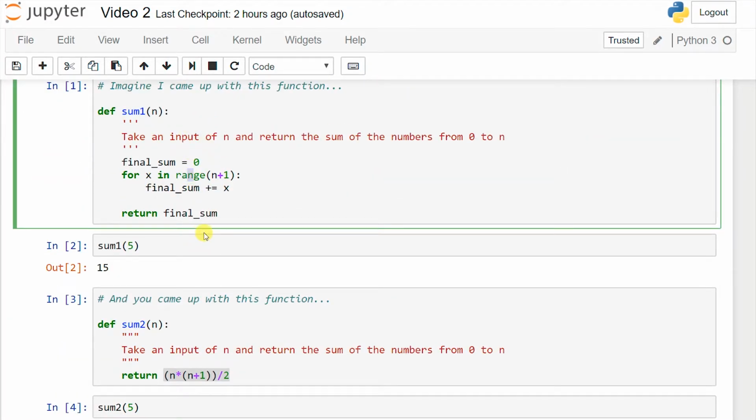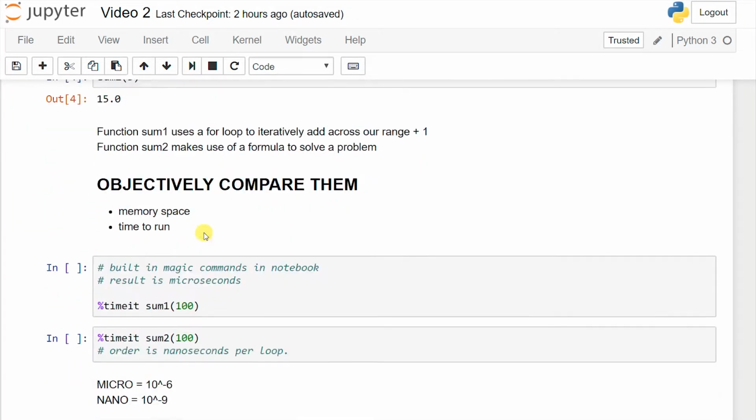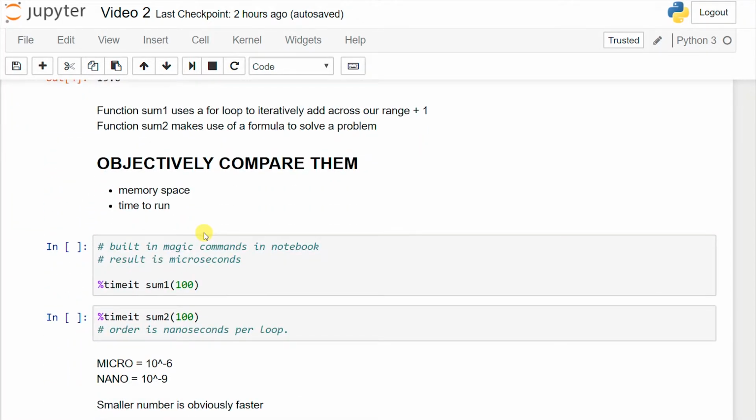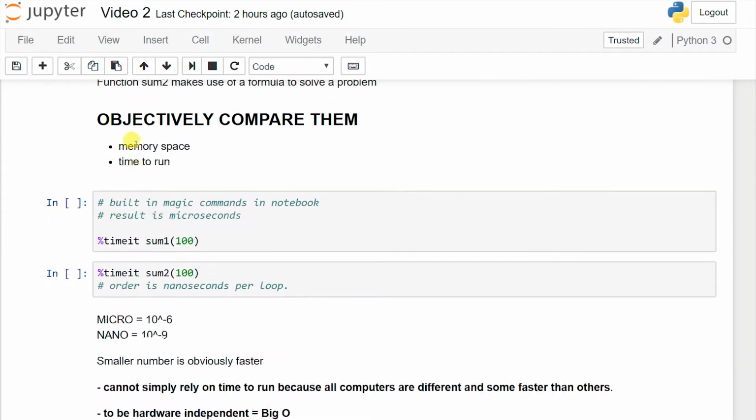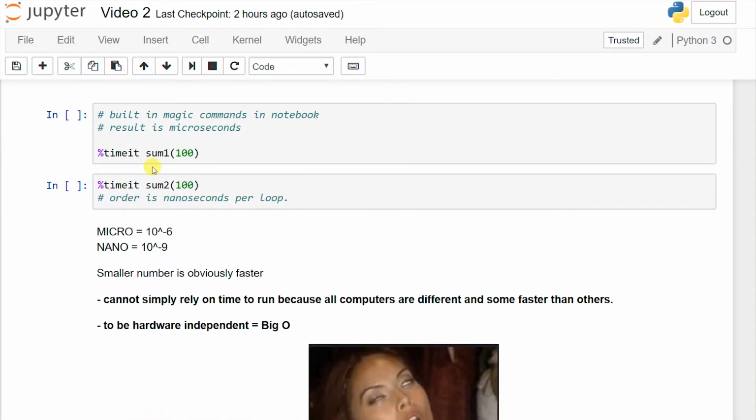And that's going to be relative to what we're defining as better. So we have to be able to compare them objectively. And the two avenues I mentioned before that we can do that with are memory, which is space allocation within the computer, or the time to run. How much time is it going to take to actually run that software?